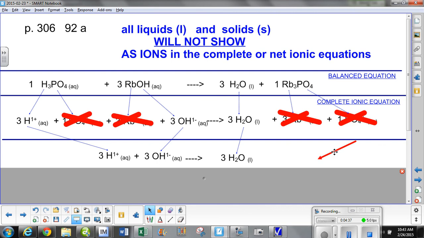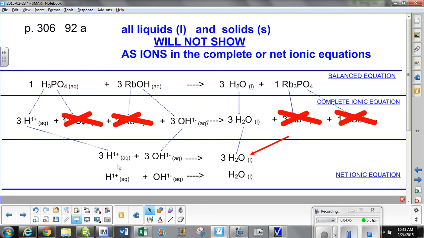So in our net ionic equation, this is what we have, but like any other balanced equation, we're going to have to reduce it to its lowest possible terms. And so that's why in the final version of the net ionic equation, we're going to have hydroxide ion plus hydrogen ion plus hydroxide ion come together to form water.